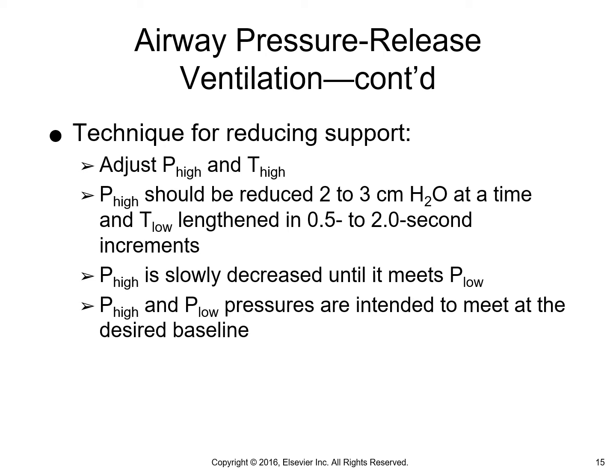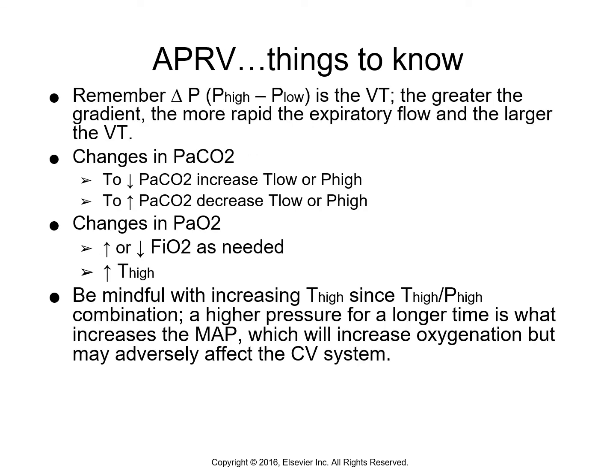Your P high and low pressures are intended to meet at the desired baseline. Maybe you'll compromise at like 15 or 12 or something, and that would be a CPAP level. Here is what I wanted to talk about as far as adjusting some of your values when you have to make changes on your bed depending on your CO2 or your PaO2.